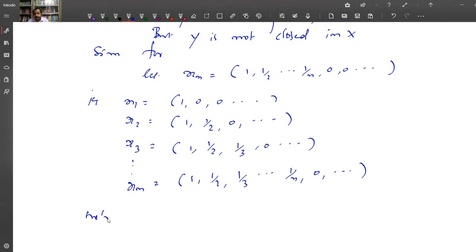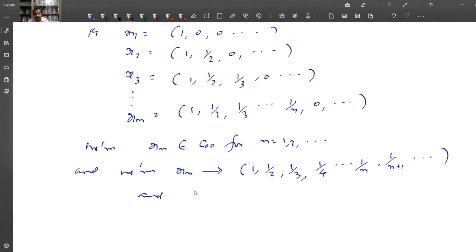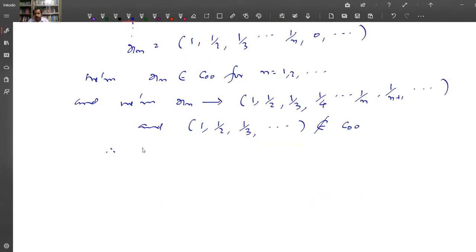So we have xn belongs to c00 for n equal to 1, 2, etc. And we have xn converges to 1, 1 by 2, 1 by 3, 1 by 4, up to 1 by n plus 1, etc. And 1, 1 by 2, 1 by 3, etc. does not belong to c00. Therefore, c00 is not closed in L infinity.